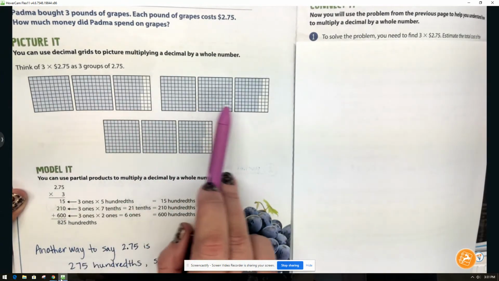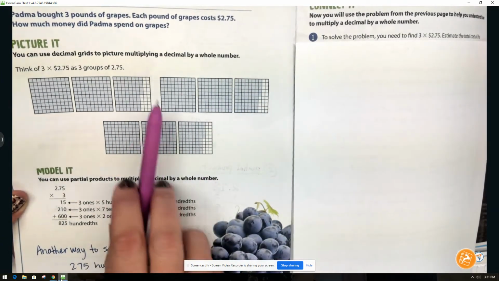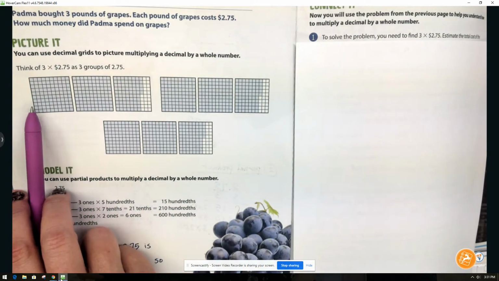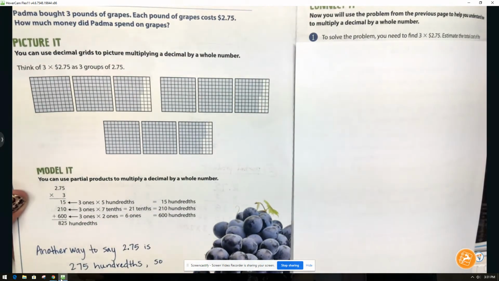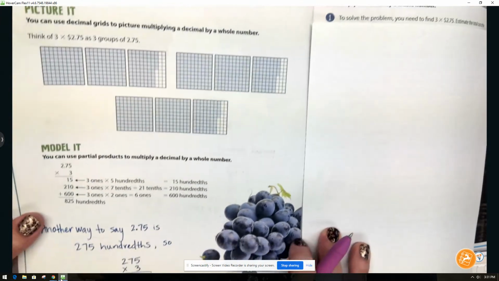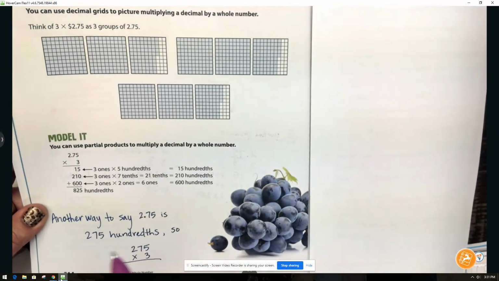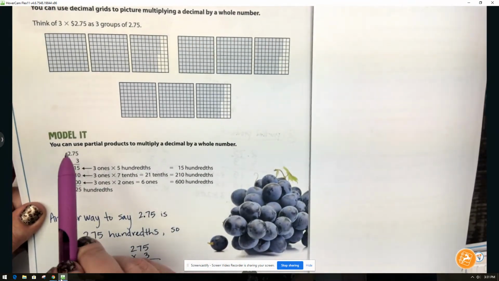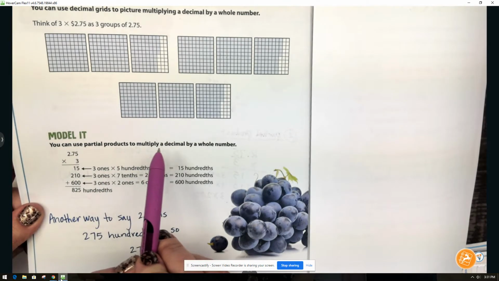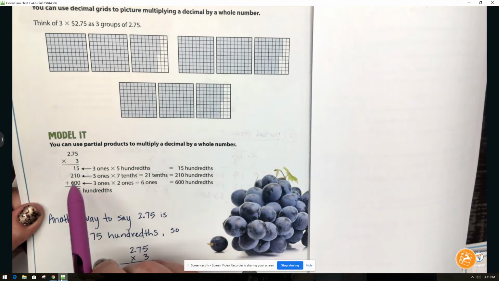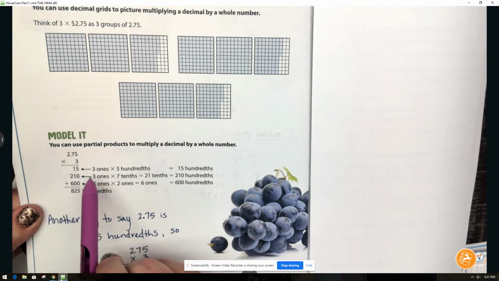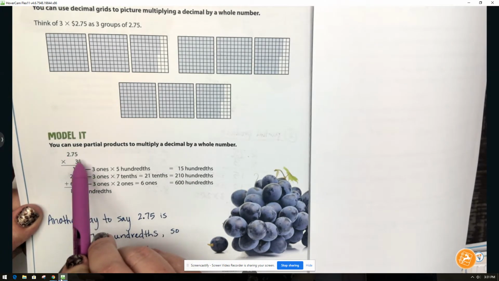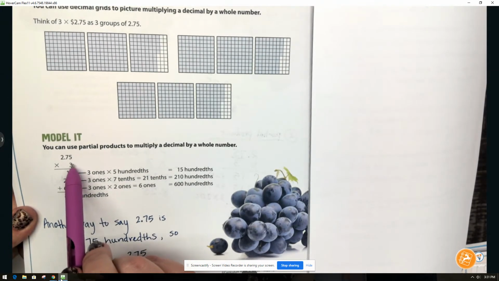If we added each of these up all together, we would end up with our same answer of 8 and 25 hundredths. But we'll go into that a little bit more in just a moment. You can use partial products to multiply a decimal by a whole number. So this is what we did on the last page. So we multiplied $2.75 times 3.